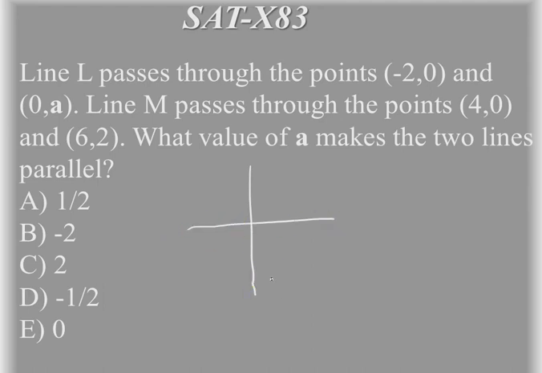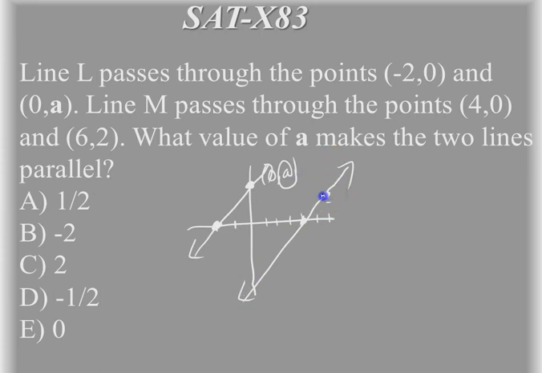It says line L passes through the points -2, 0, which would be there, and 0, A. Now we don't know what A is, so we'll just pretend it's up here. So that's 0, A. So there's one line. Then we have another line that passes through the points 4, 0, and 6, 2. We say it's approximately there. So there's that line.